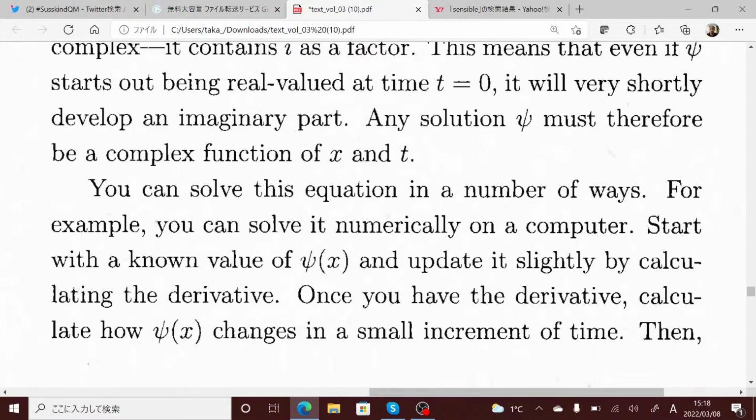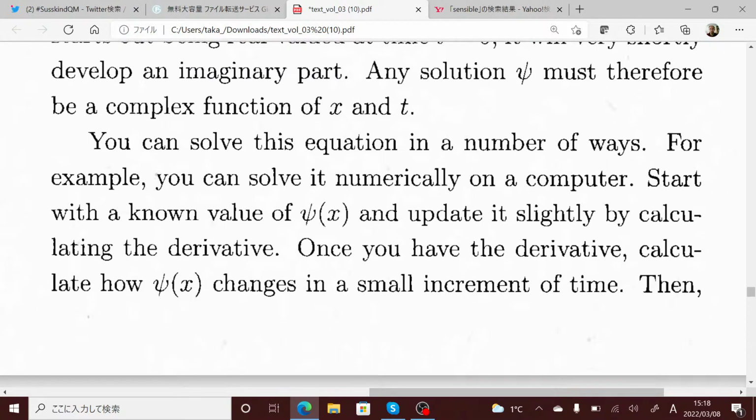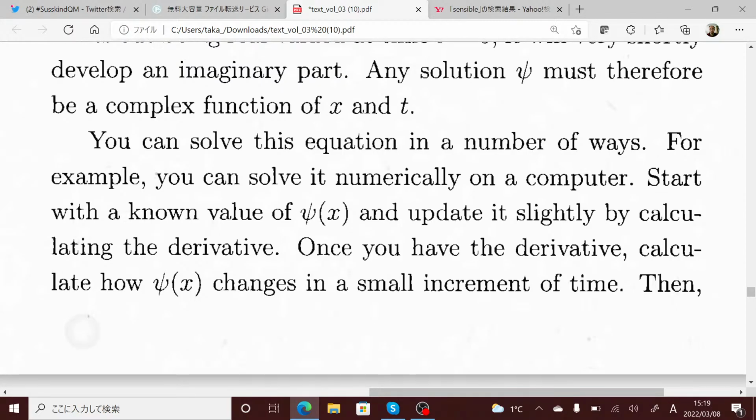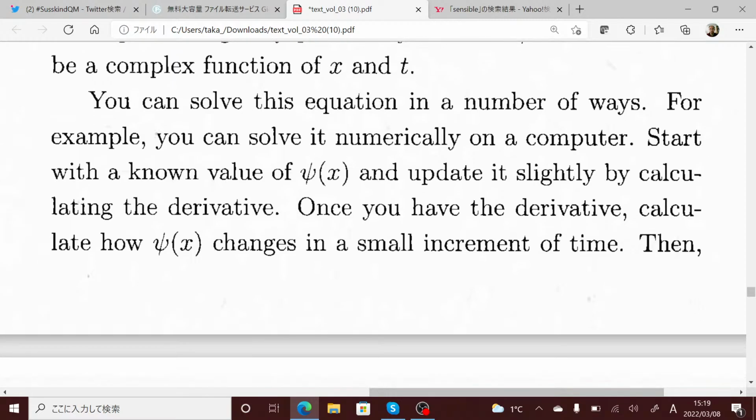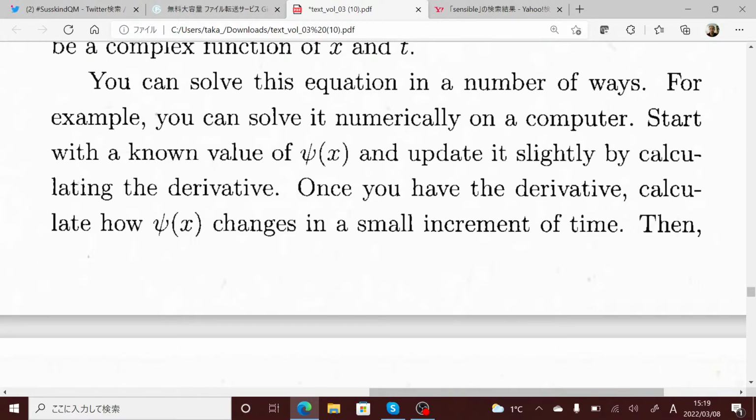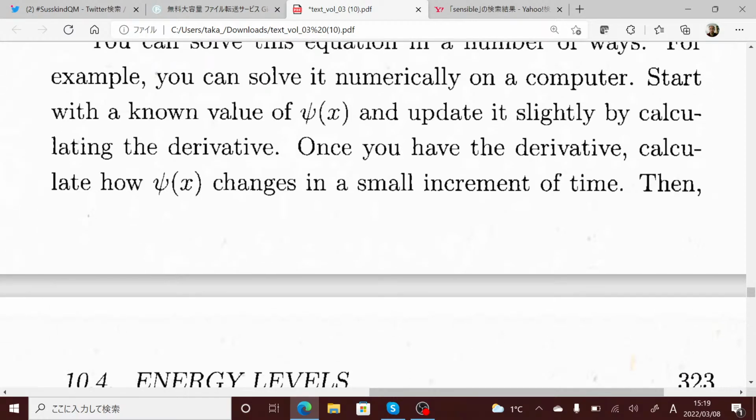You can solve this equation in a number of ways. For example, you can solve it numerically on a computer. Start with a known value of psi of x and update it slightly by calculating the derivative. Once you have the derivative, calculate how psi of x changes in a small increment of time.